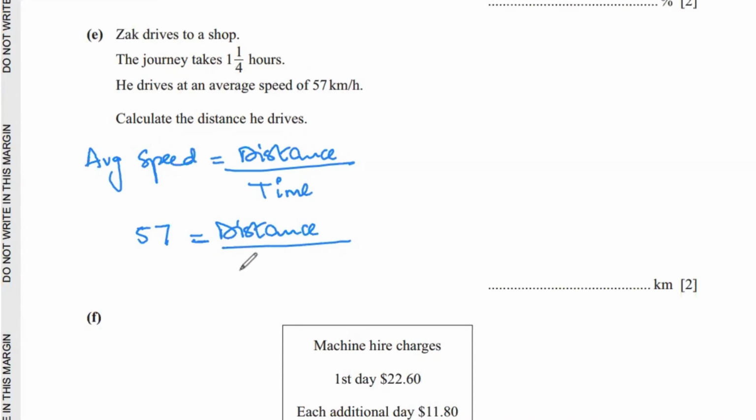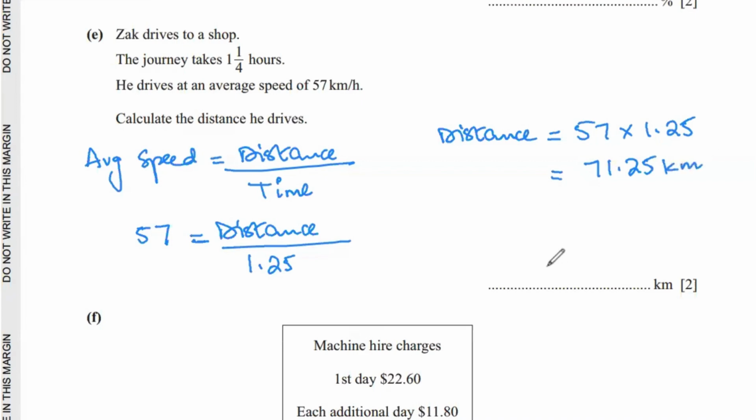So the 1 hour 15 minutes can be rewritten as 1.25, because 15 minutes is 0.25. So distance is 57 times 1.25, and that gives us 71.25 kilometers.